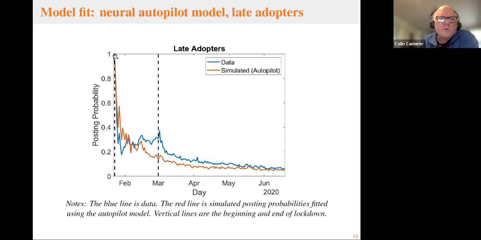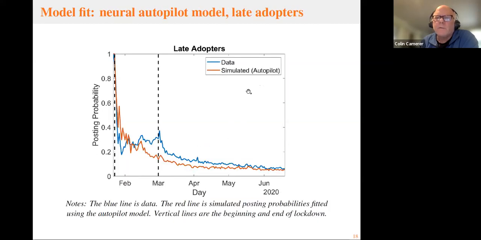Another blemish is these are the late adopters. By definition, on the first day they joined, in the first day of lockdown, the posting is 1. That's how they got into the late category. And so that's going to go way down, and the data goes way down to around 20%. Then you see an upward drift during lockdown, more posting on Weibo, but the model does not pick that up. And then the model tracks the convergence downward after to a really low rate of posting.